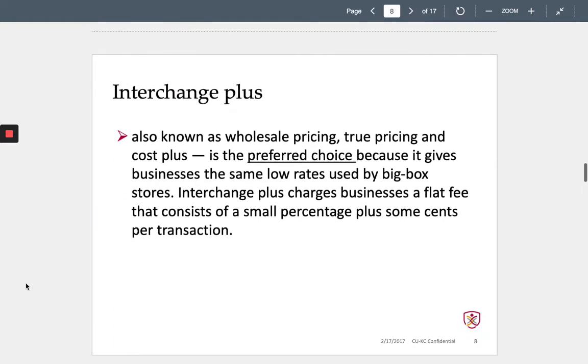So interchange plus rates, known as wholesale pricing, true pricing, and cost plus. It's the preferred choice because it gives businesses the same low rates used by the big box stores, which is nice. When a bunch of stores that have a lot of money band together, they tend to have leverage. And so if you can get an interchange plus rate, that tends to be your best rate. And the way that they handle it with small businesses is they'll just charge a flat fee that consists of a small percentage plus a few cents per transaction.